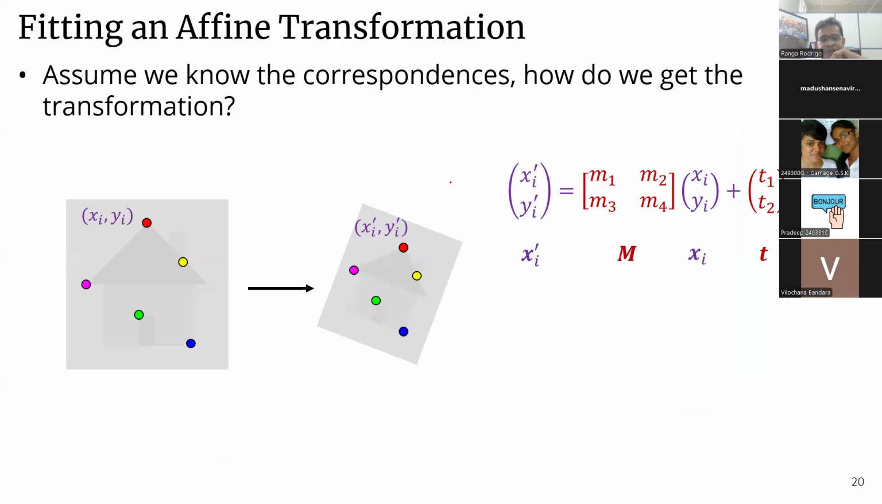Okay. So here is the important equation. Assume we know the correspondences. What do you mean by the correspondence? We know that this red point matches with this red point. The yellow point matches with the yellow point and so on. So that means we have 5 point matches.